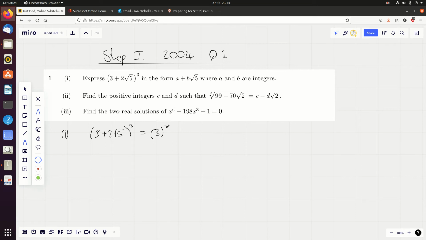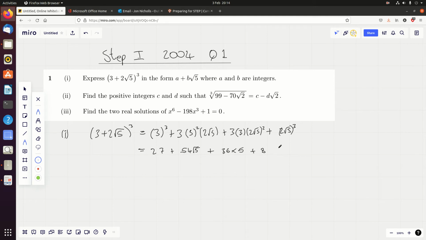binomial expansions. So we'll get 3 cubed plus 3 times 3 squared times 2 root 5 plus 3 times 3 times 2 root 5 squared plus 2 root 5 cubed. Okay, now we're just going to simplify that to 27 plus, now that's going to give me 27 times 4 root 5. Apologies for my poor handwriting here. Plus, that's going to give me 9 times 4, which is 36 times 5, because the root 5 will be squared as well. Don't forget to square everything.